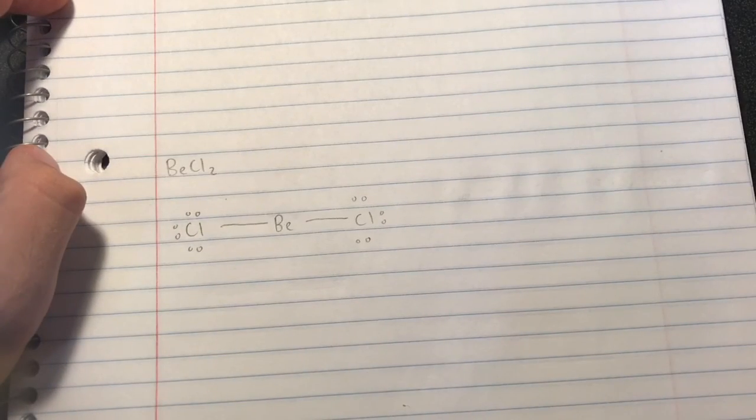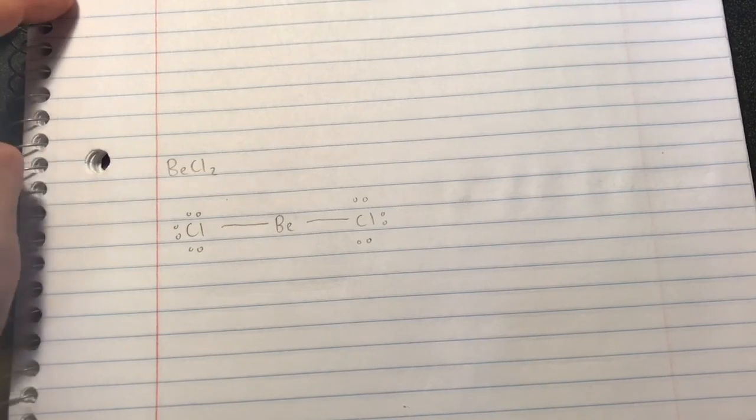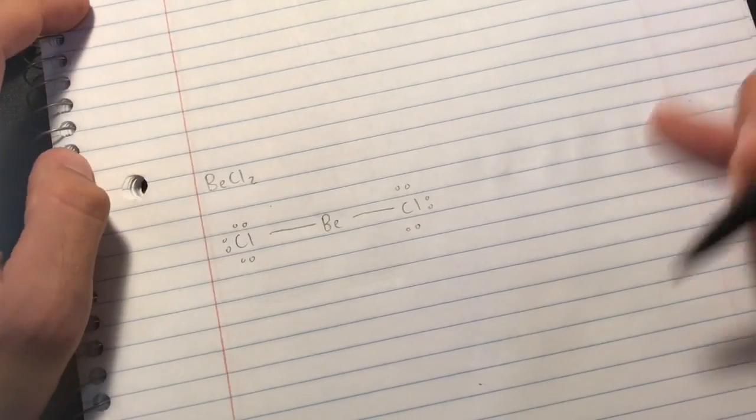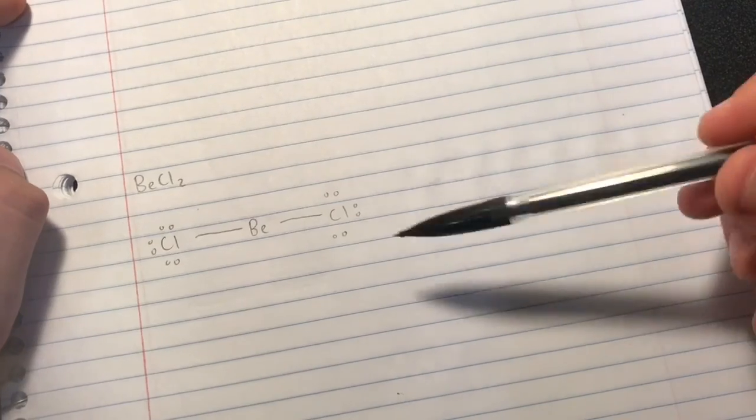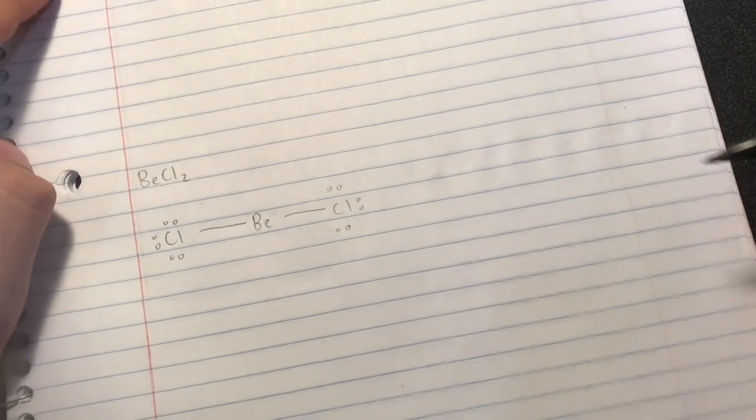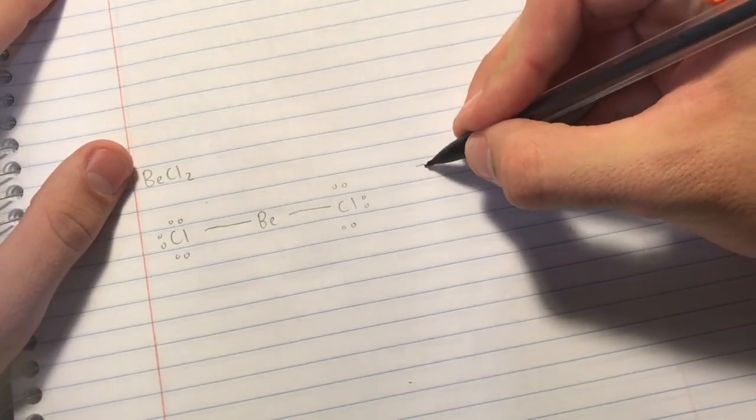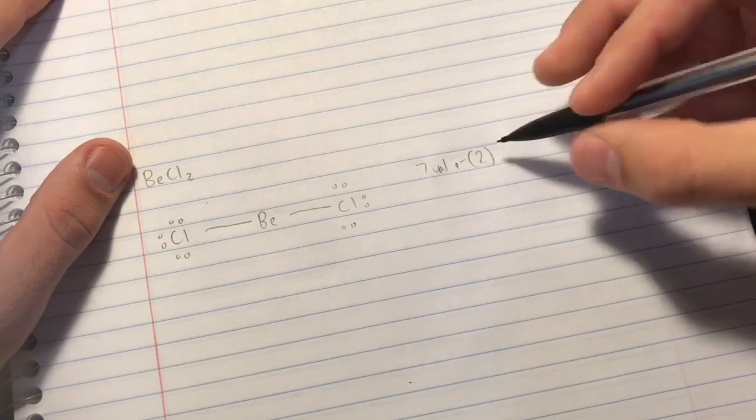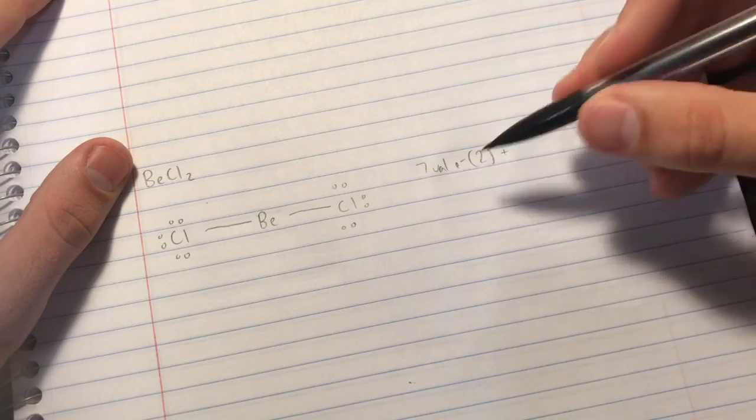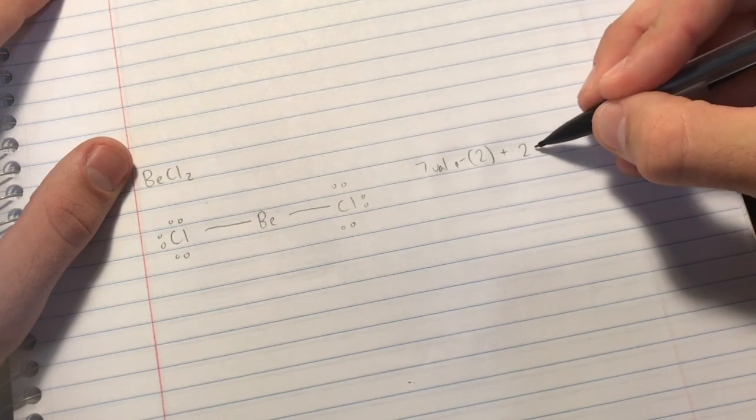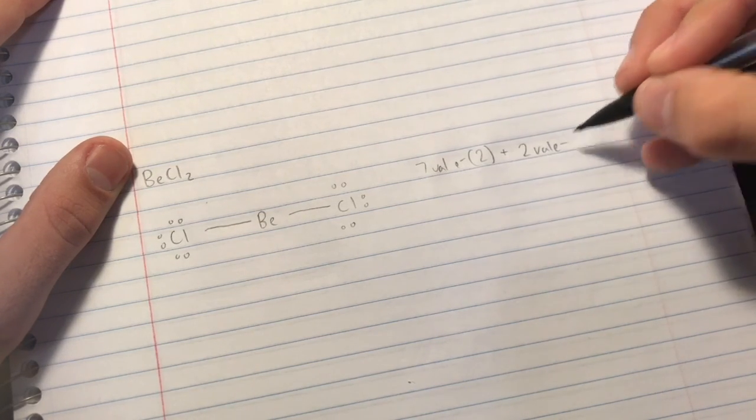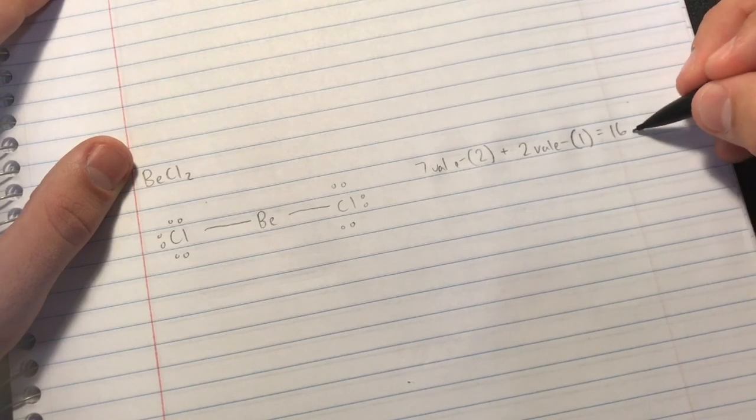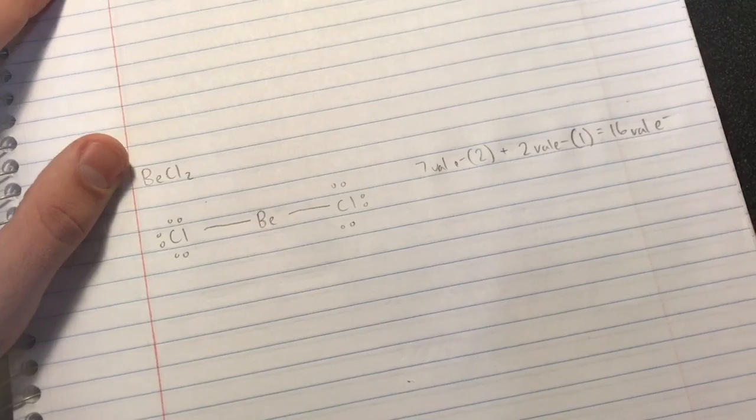So the next molecule is BeCl2, and I went ahead and drew the Lewis structure right here. So before we move any further, let's make sure this Lewis structure is drawn correctly. So chlorine has 7 valence electrons, and there's 2 of them. And beryllium has 2 valence electrons, and there's only 1 of them. If you add these and multiply these out, you should get 16 valence electrons.